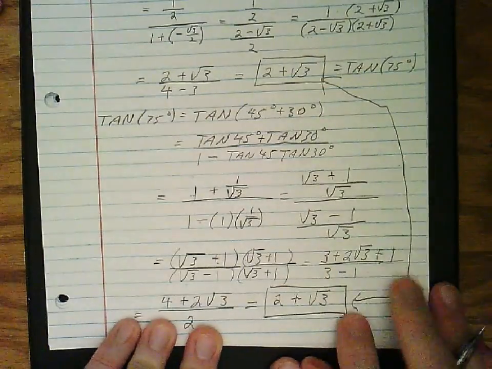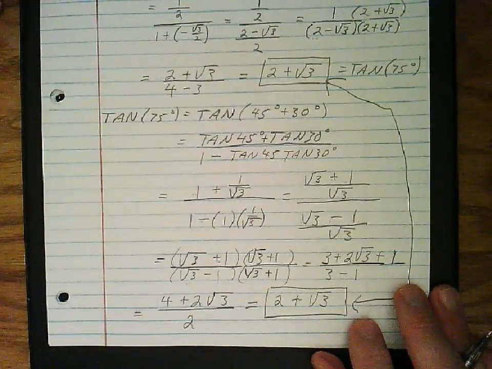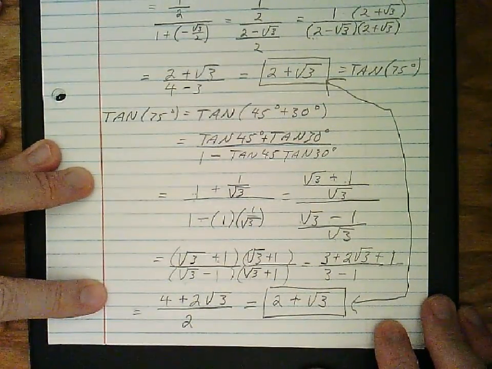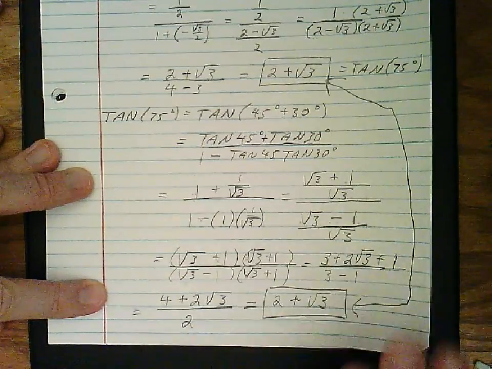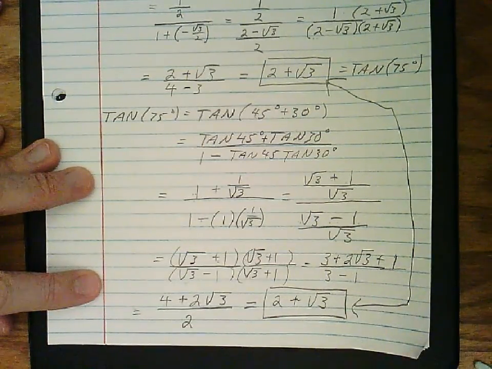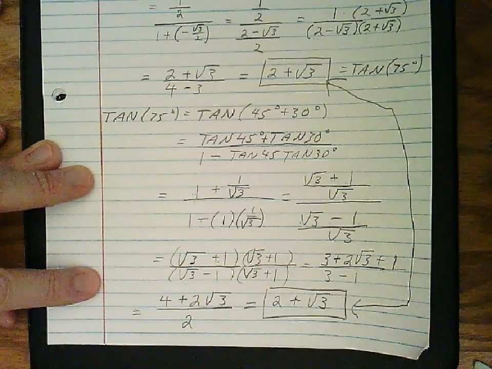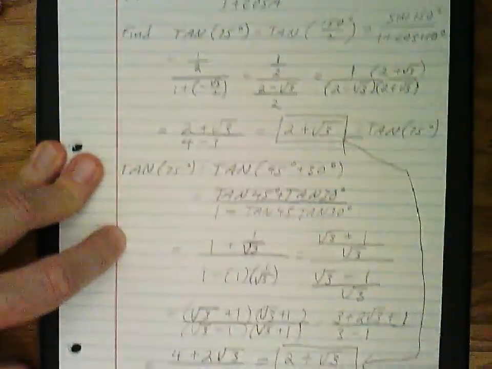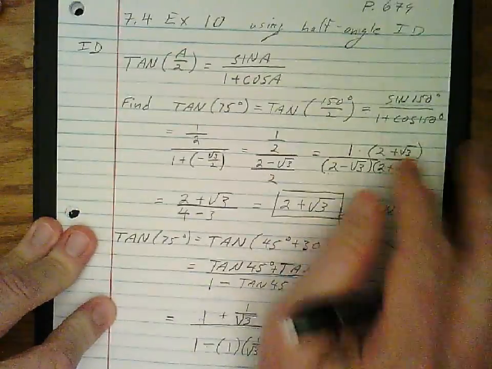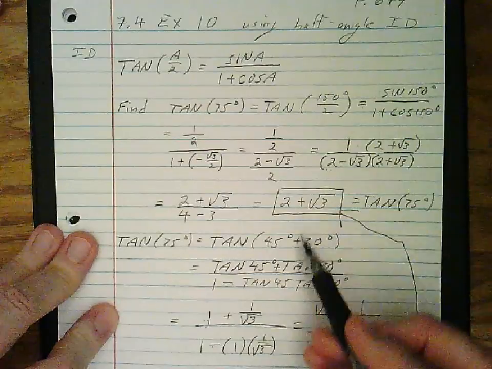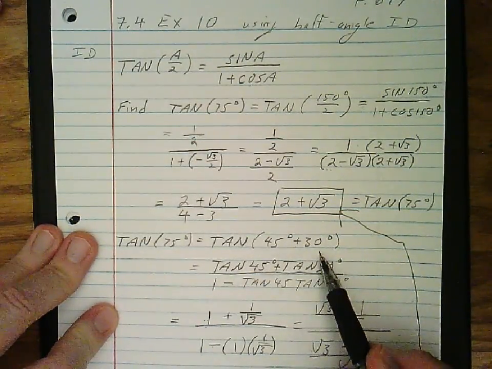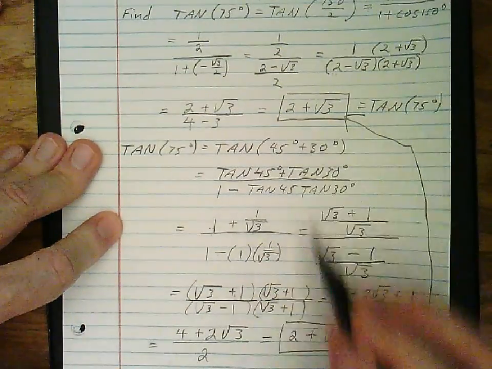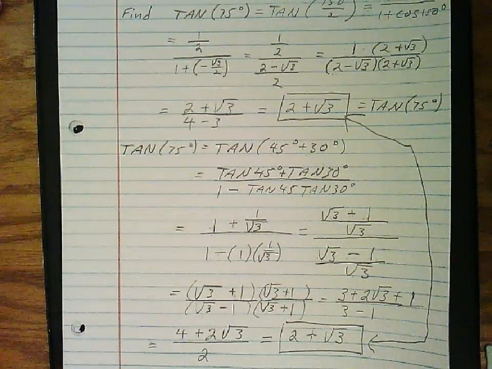Sometimes using different formulas, the answers will look different, but if you put it in the calculator, you get the same decimal equivalent. In this case, you're going to get 3.732, and so on. Anyway, I just showed you 2 different ways to find the same exact answer, using the half-angle formula for tangent and then using the sum of 2 angles formula for tangent. They both give you the same 2 plus square root of 3 answer. Go figure.